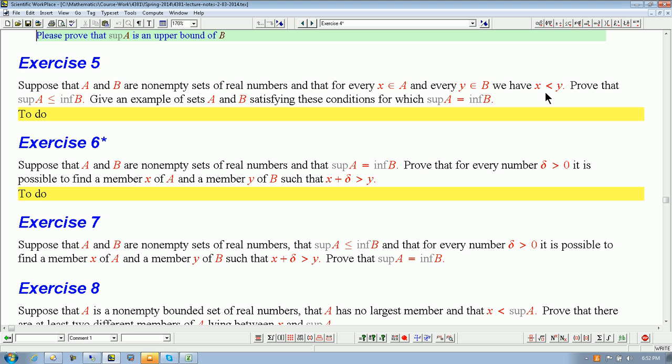So anyway, this thing has some ingredients in common with that. We're given two sets A and B, and we're given that for every x in A and every y in B, we have this inequality.